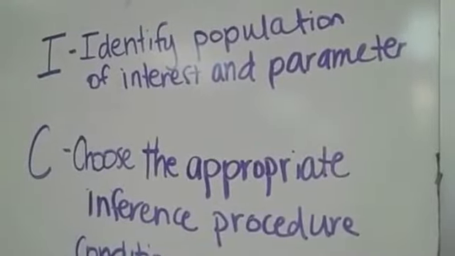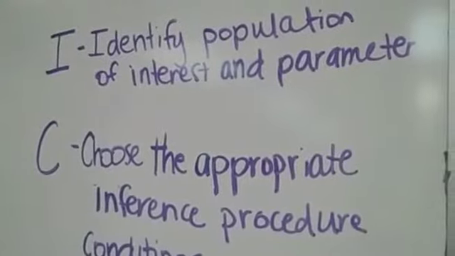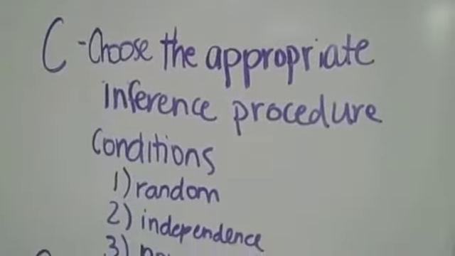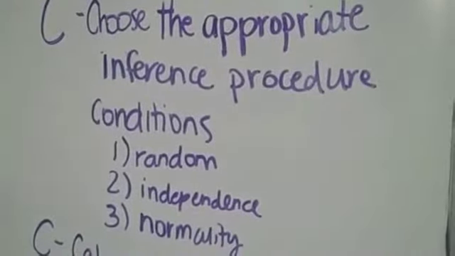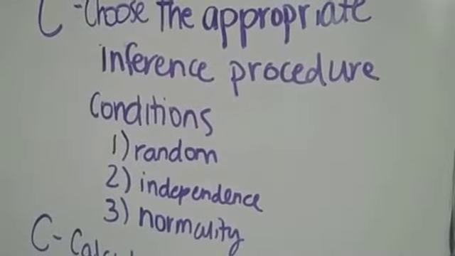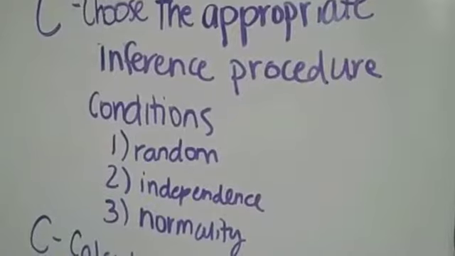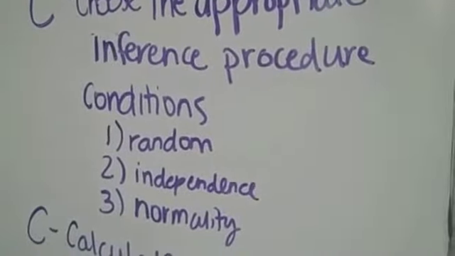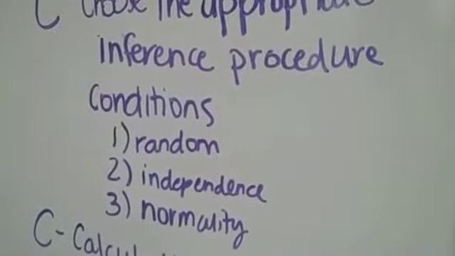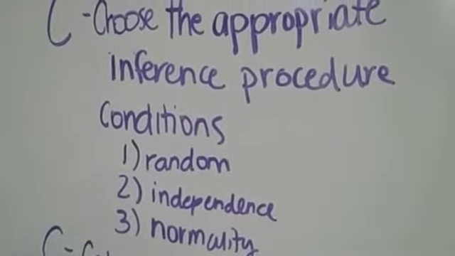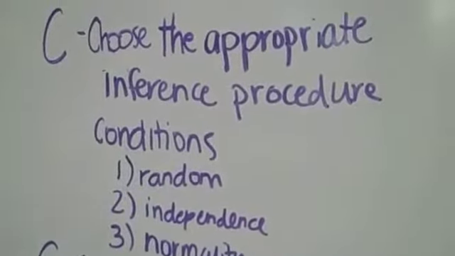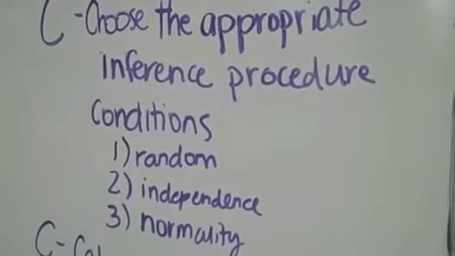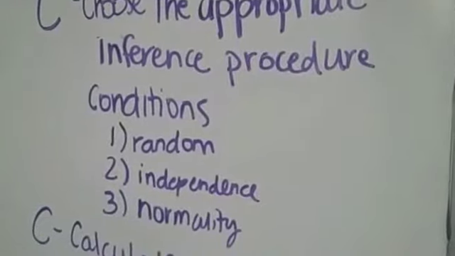So the first step in an ICCI is to identify the population of interest and the parameter. The second step in an ICCI is to choose the appropriate inference procedure conditions. These will change depending on whether or not you know the standard deviation. Randomness is always the same. It'll either be given or you have to assume it. If you're not given it, you're going to need to say proceed with caution. Independence changes with your standard deviation. And normality, you always follow the 2 rules of thumb that are given to you in class.